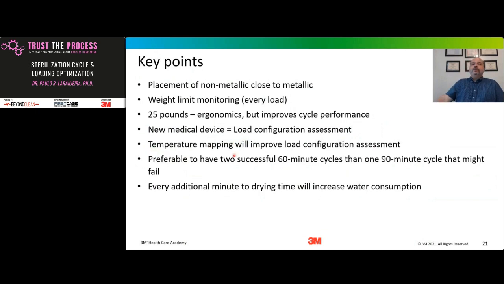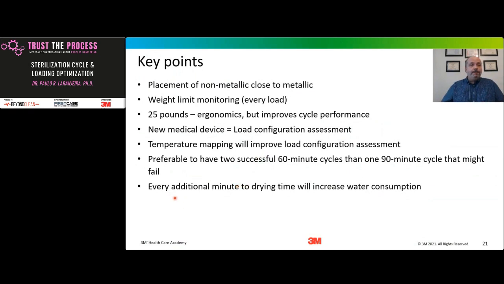I know we do not do temperature mapping, but if you have the opportunity to start using temperature mapping, that will improve your assessment of your load, because by placing thermocouples on the surface of your devices, using a Kapton tape to prevent the temperature going directly on the thermocouple, just by giving the thermocouple the ability to only measure the temperature of the surface, that will greatly improve your assessment. It's going to be a lot easier for you to look into your loading configuration and determine what is the best configuration.